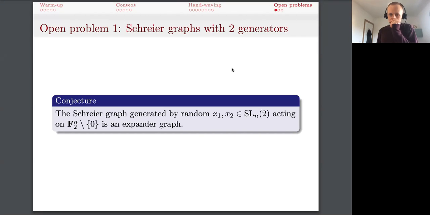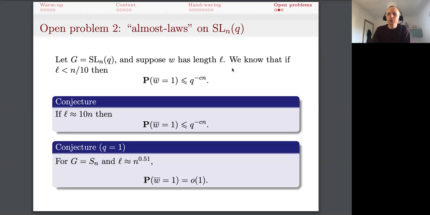So that's the first open question. The second one relates to this failure of step 1 idea. You take a word of length not too long, so n over 10 or so, and we proved that the support is nearly maximal. So in particular, the word is almost surely not trivial, because if it were trivial, then your degree would be 0. So we really use the requirement that the length be less than n over 10 here. But we don't expect that to be necessary. If you take a word which has length 10n, say, then it should still be true that the probability that the word is trivial is exponentially small.